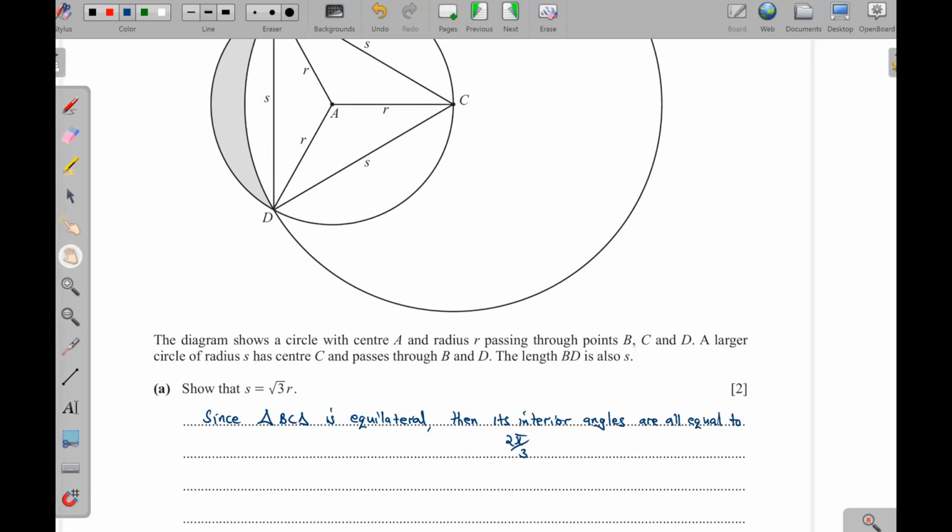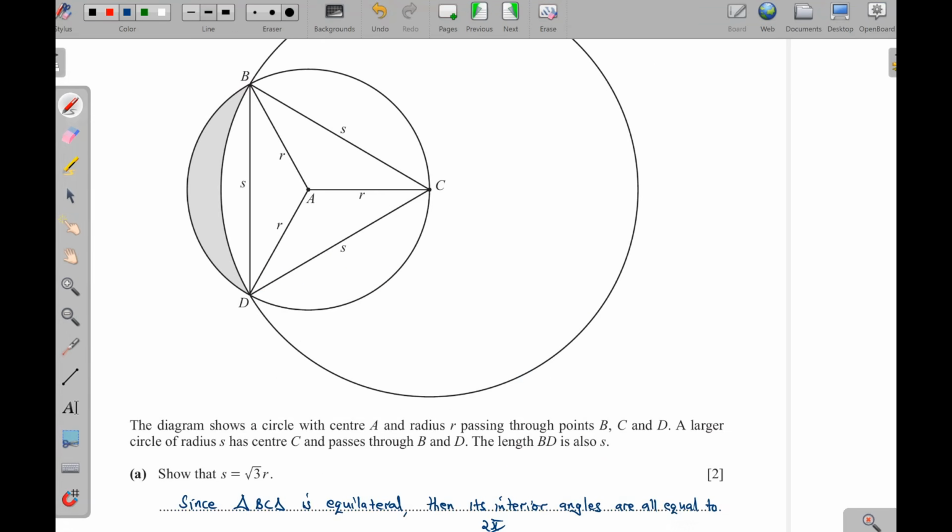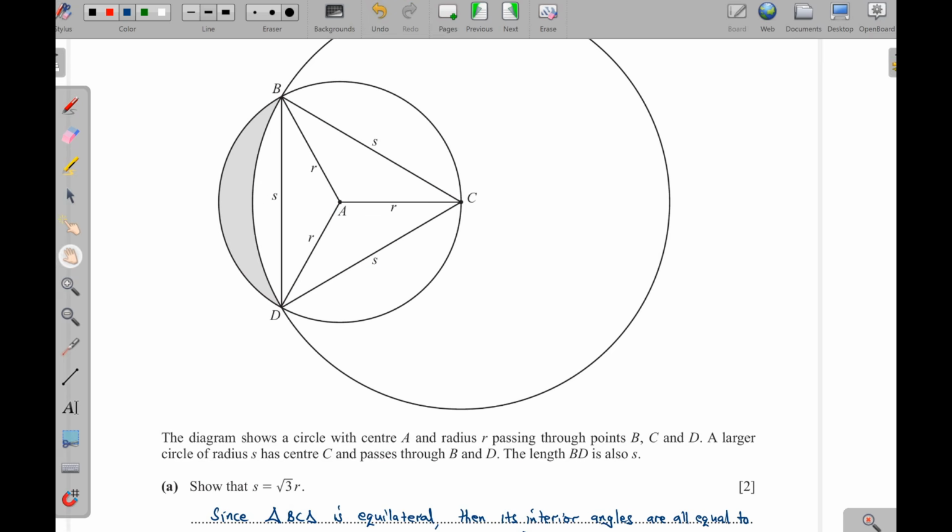Now, S in terms of R. For a triangle which is not right angled, because you can see this triangle is not right angled, then we can use a cosine rule if all the 3 sides are given. So the 3 sides are given, and then we need an included angle here, which we have as 2 pi over 3. So I'll write here 2 pi over 3.